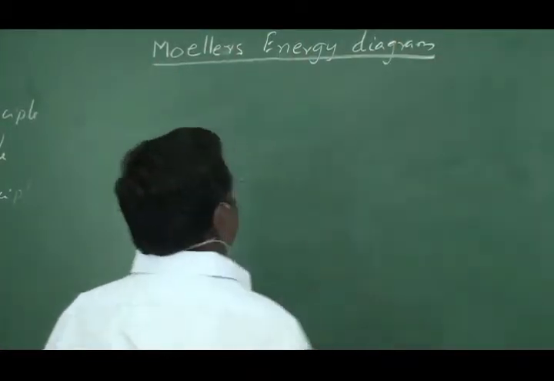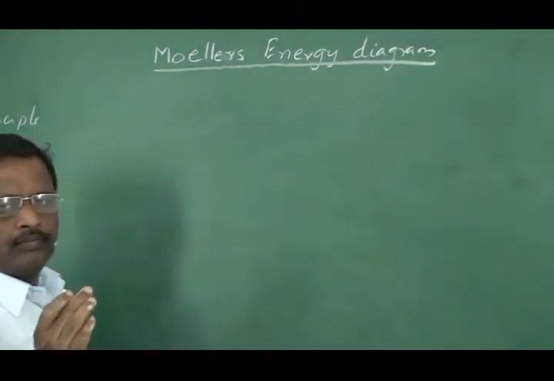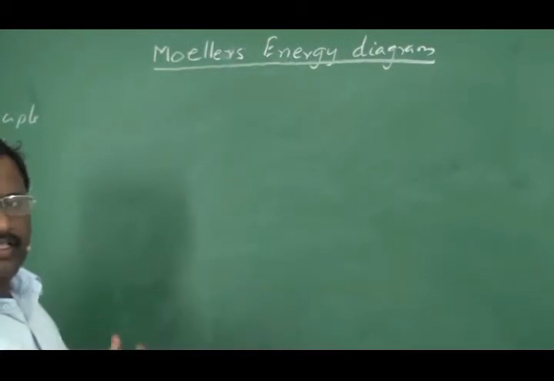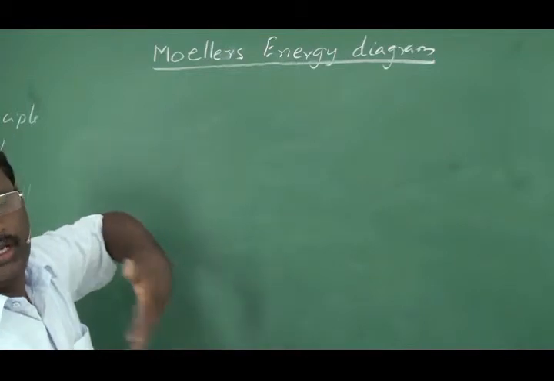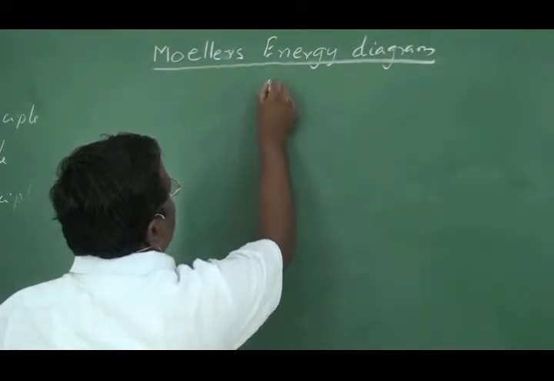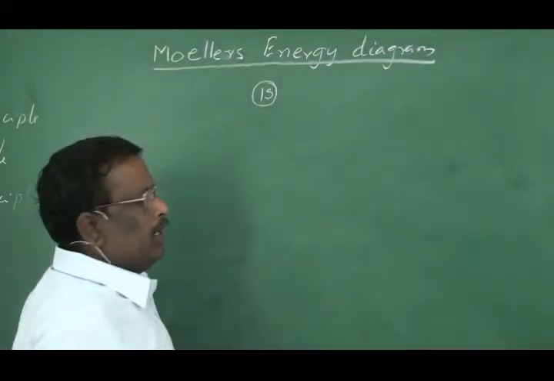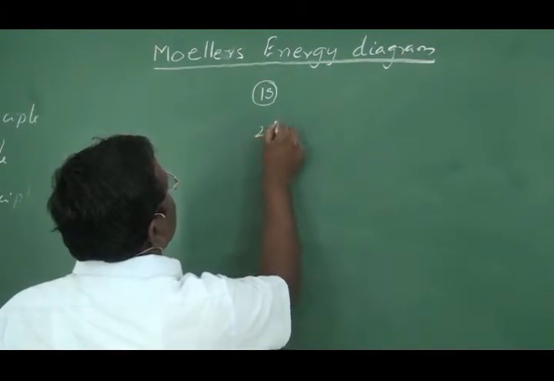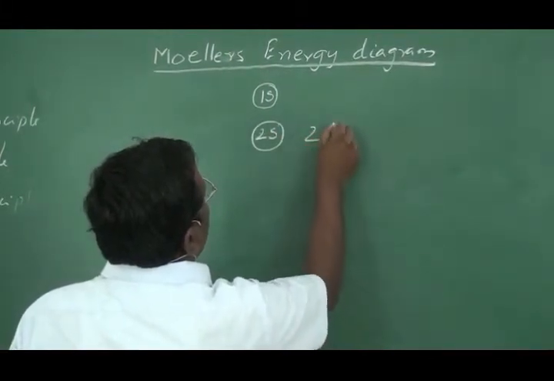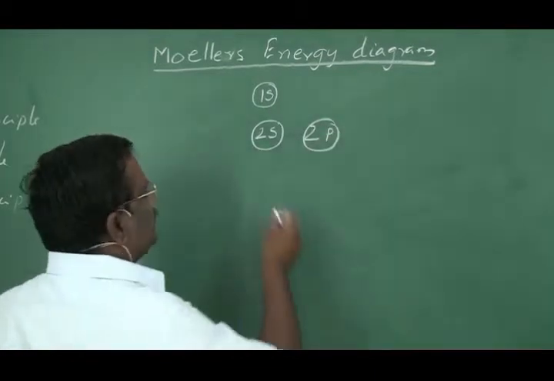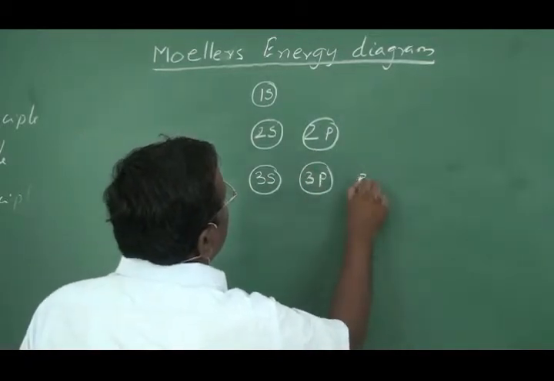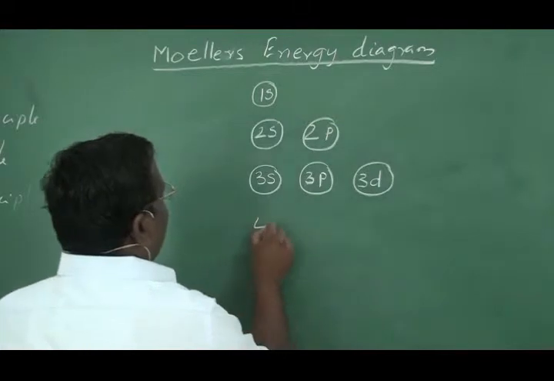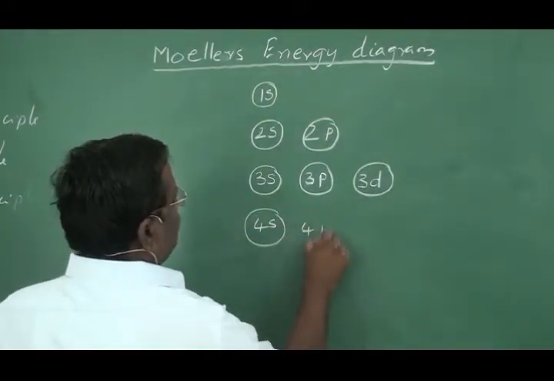Moeller's energy diagram. Just verify and observe how I am writing this energy level, because if you observe the way I am writing, it is easy for you to reproduce. So here in first energy level we have only 1s orbital, so 1s. In second energy level we have 2s and 2p. You write like that, just like this. In third energy level we have 3s, 3p, 3d.